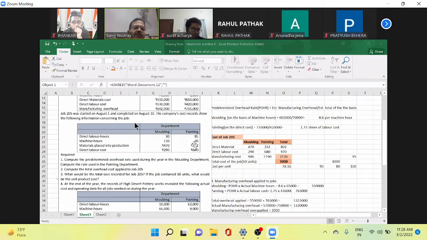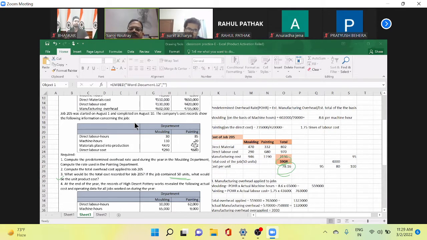In the third point, if you see, what would be the total cost recorded for job 205? We found the cost is coming 3908. And then you divide it by 50 units. The job is consisting of 50 units. What would be the unit product cost? So the unit product cost is 78.16. Okay.